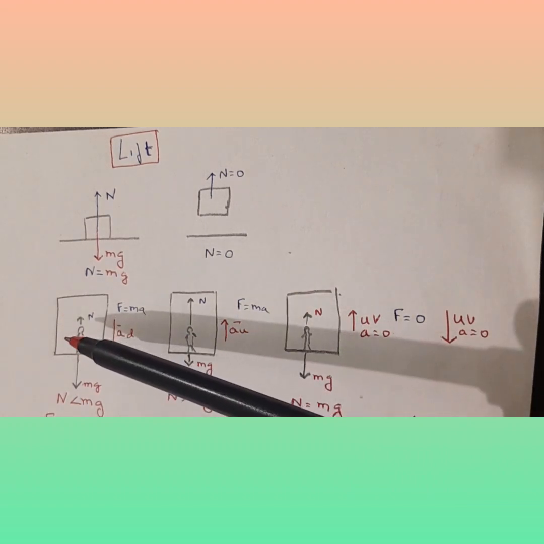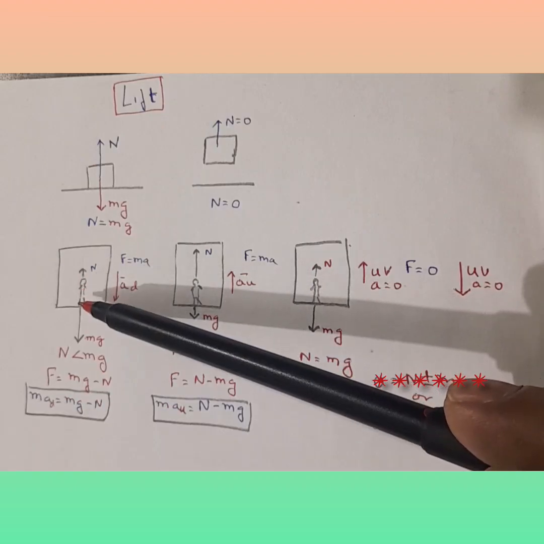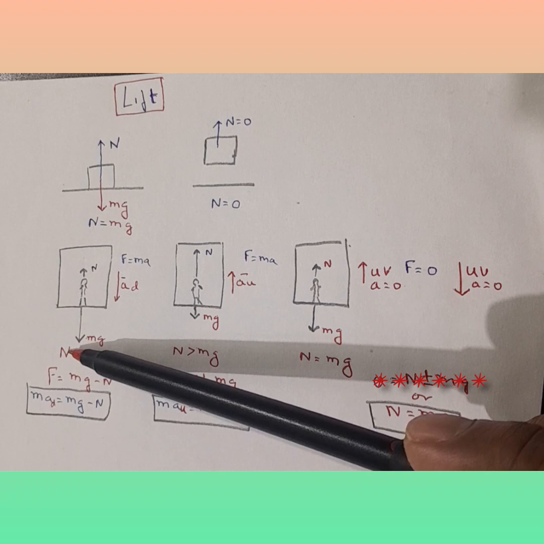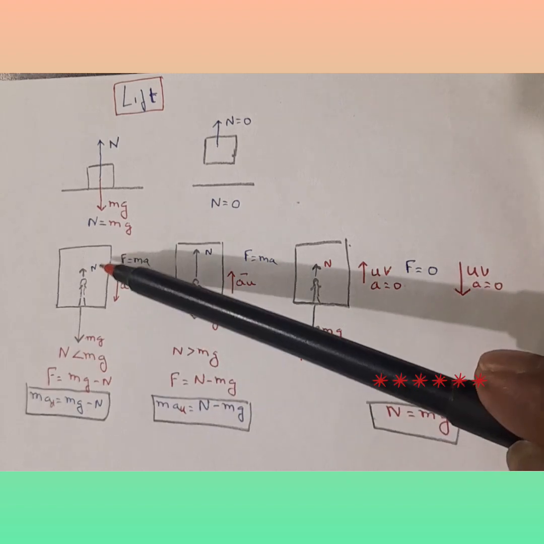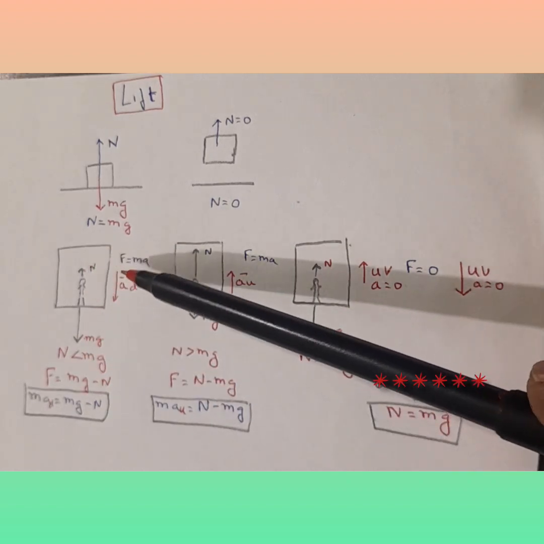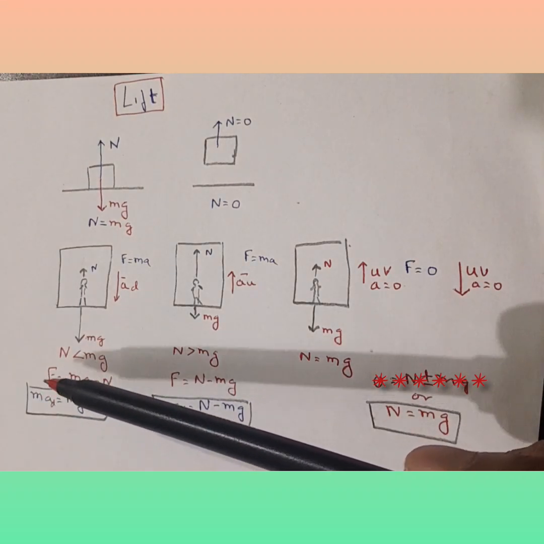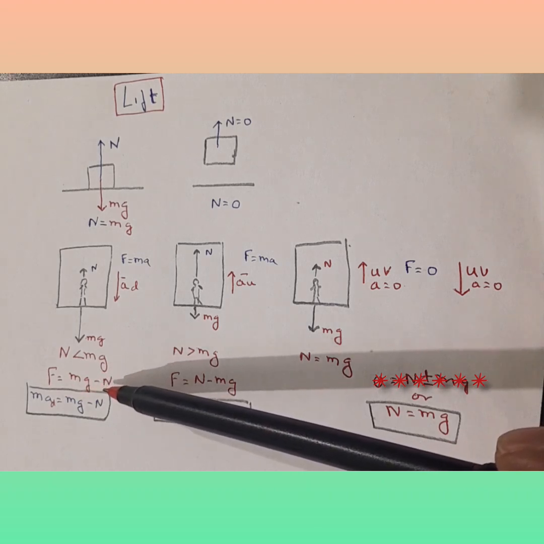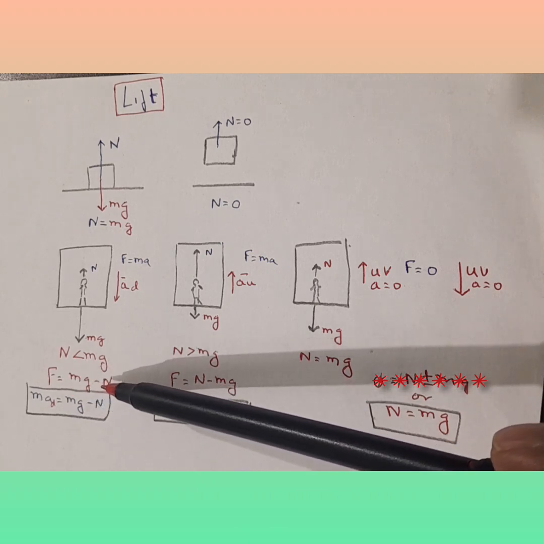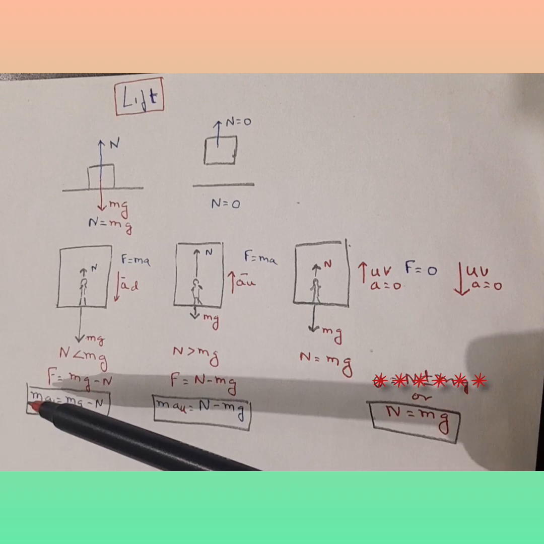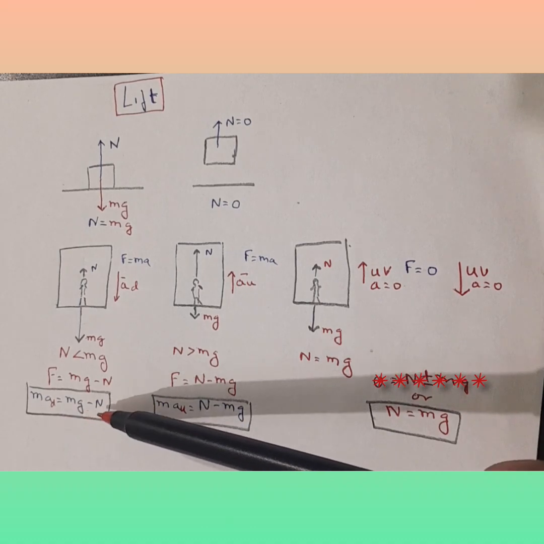Now, keeping this in mind, when we are moving down, at that time we feel light. Why? Because normal is lesser than mg. But the lift is moving down, so there is a net force acting, which is equal to ma. So if we want to find an equation for force, it would be F is equal to mg minus normal. Why? Because mg is greater. Or rather, our equation would be ma, acceleration downwards, is equal to mg minus N.